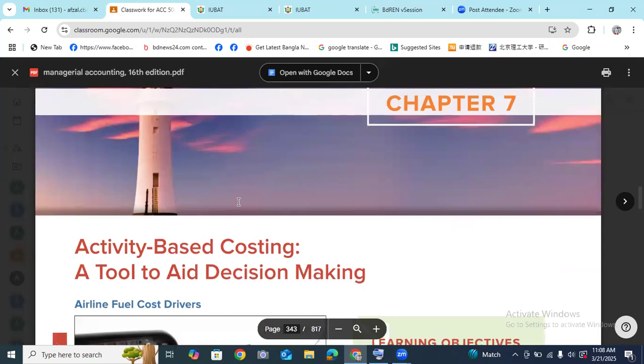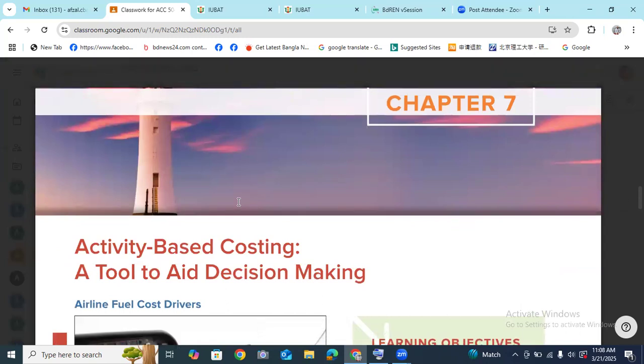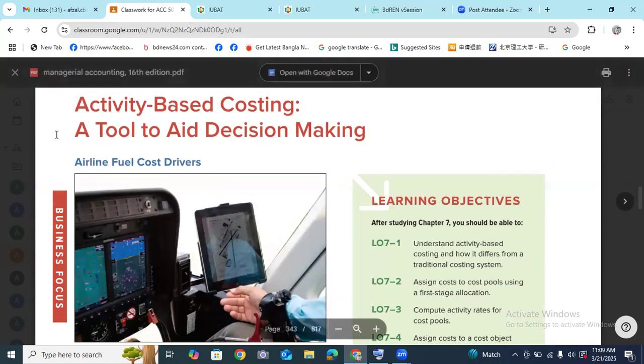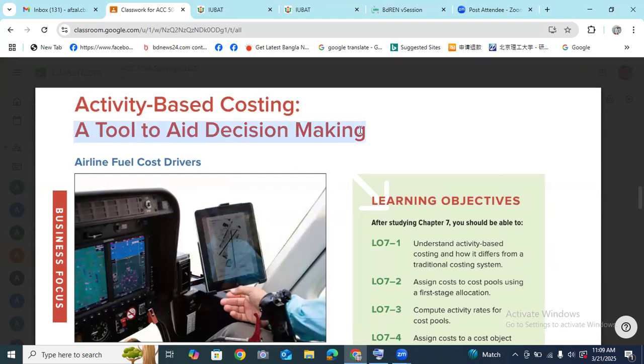Now I will just give you a brief: what is activity costing and how does it work? We already know job order costing. This is for a particular specific job, and how to determine the unit product cost for that specific job order. Now, what about activity costing? What is the purpose of activity costing? You know, activity costing is a tool for decision making.